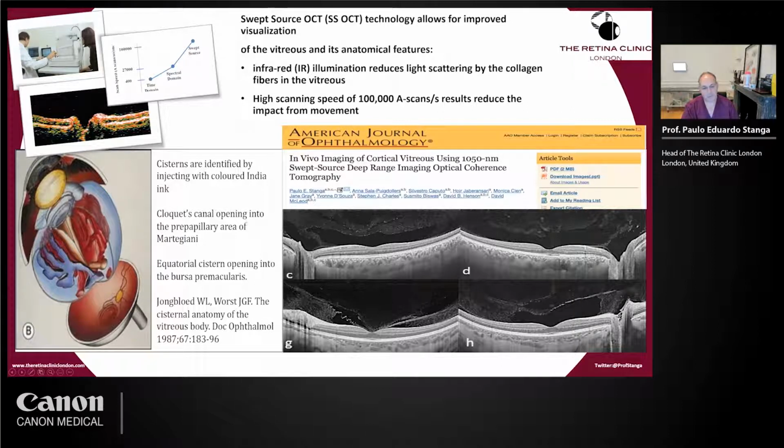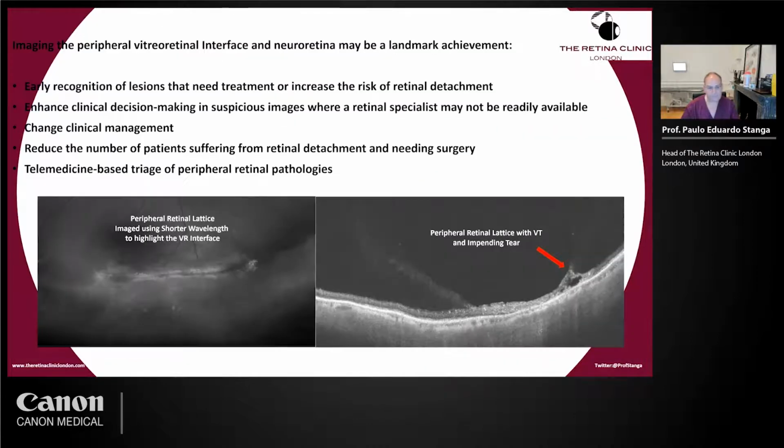We have to remember Worst's work, where he identified cisterns and canals, and for that he had to fill the eyes with milk or India ink. So we published this paper in 2014. So imaging the peripheral vitreoretinal interface in your retina may be a landmark achievement.